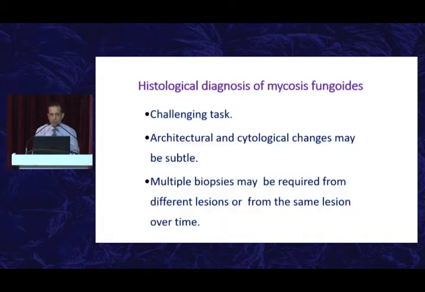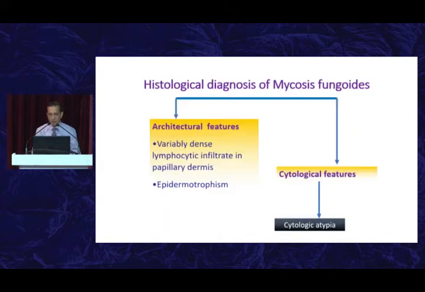So now we come to my task, which is the histological diagnosis of mycosis fungoides. This can be a challenging task. The diagnosis is based on architectural and cytological changes, but the problem is these changes might be quite subtle. And as you know, if you take 3 biopsies from 3 sites from the same patient with mycosis fungoides, about 2 of them might be normal, and it's the third one where you can make the diagnosis. So this problem is well known to us.